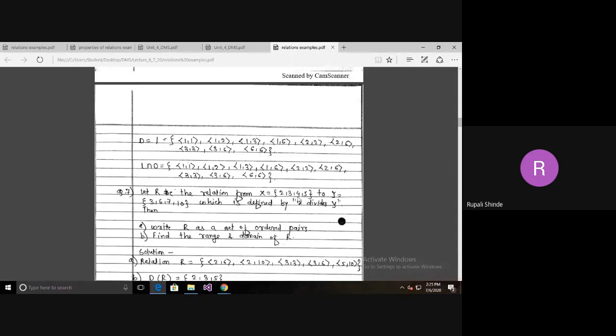Then if you consider 4, so is there any element which 4 can divide? आहे का तसा कुठला element Y मध्ये? नाही आहे. So we are not going to write any order pair for this element 4. Now consider the next element. That element is 5. So here we can write 5 comma 10 because 5 divides 10. So here this satisfies this given condition divides. That's why this relation will include order pairs 2 comma 6, 2 comma 10, 3 comma 3, 3 comma 6 and 5 comma 10.